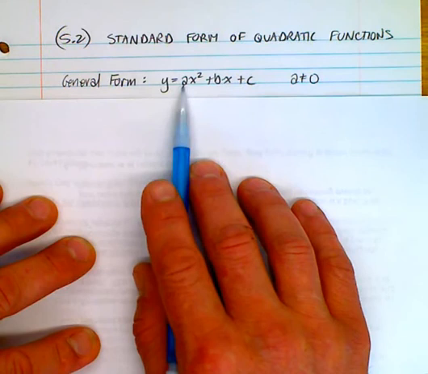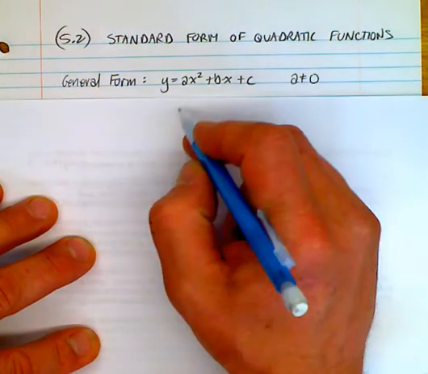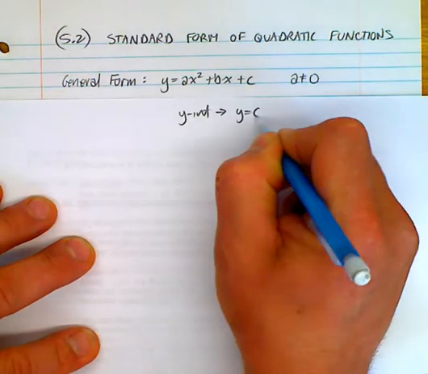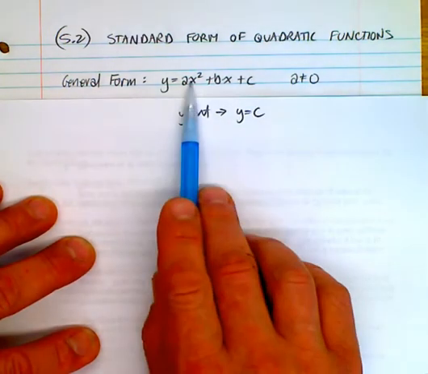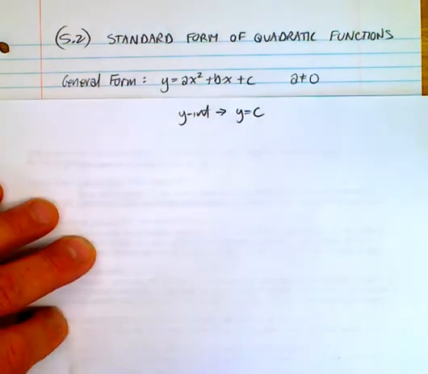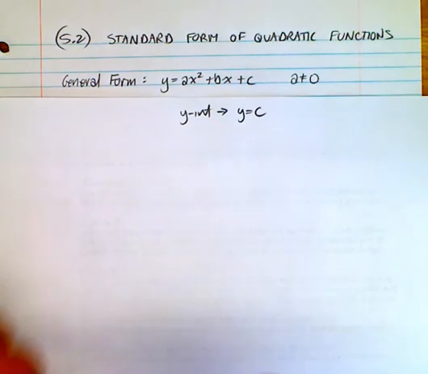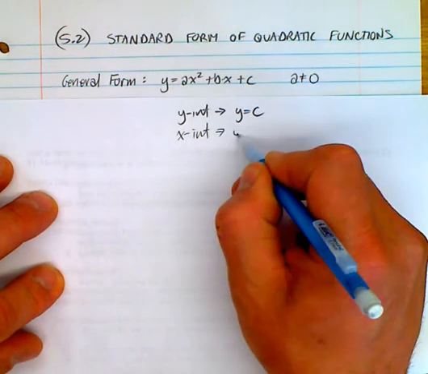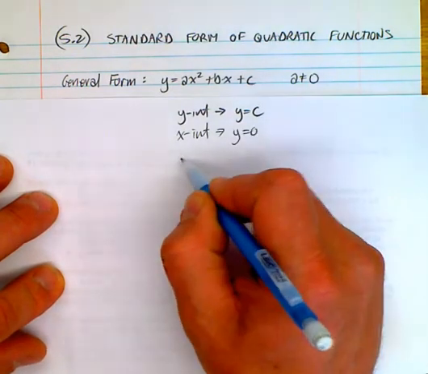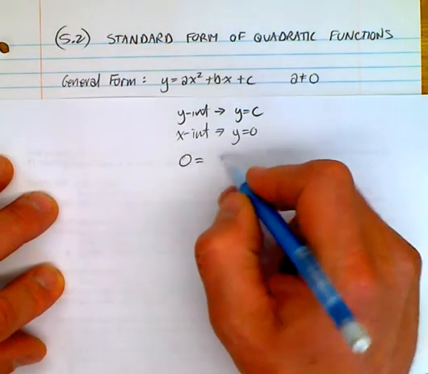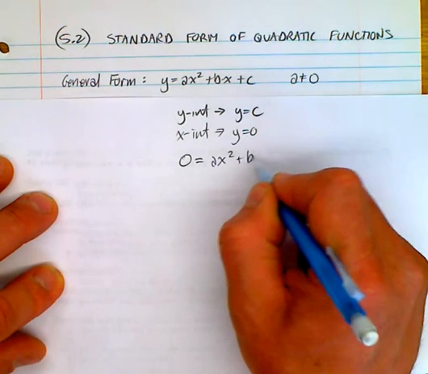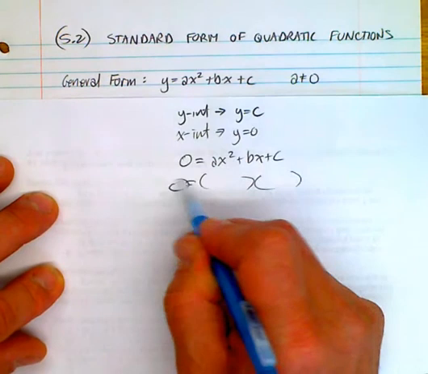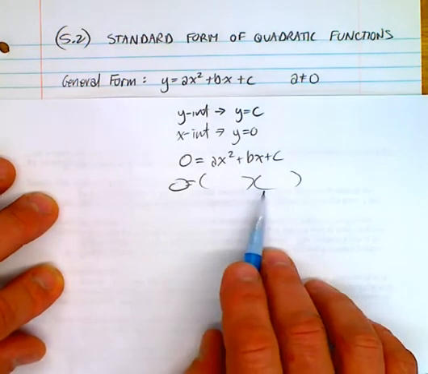Now, one thing we could get from this, remember that the y-intercept in this case is c, because if x is 0, that goes away and we have y equal to c. If we want to find the x-intercepts, we make y equals 0, and we end up with an equation that looks like this: ax squared plus bx plus c equals 0. And we end up factoring this to find out the zeros. So that's what we've done up to this point.